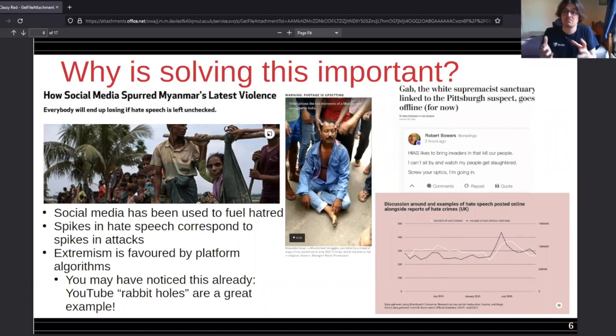And this can be fine, as in the example of running or cat videos, but it can also take someone who is moderate, maybe sitting on the fence about certain opinions, and take them all the way down to believing in deep state and QAnon and things like this. So it is indeed very dangerous.